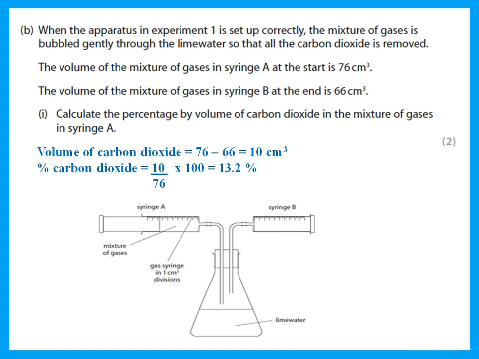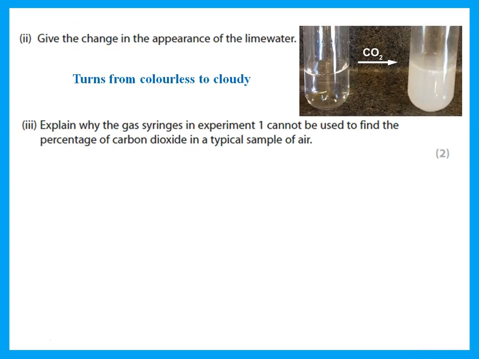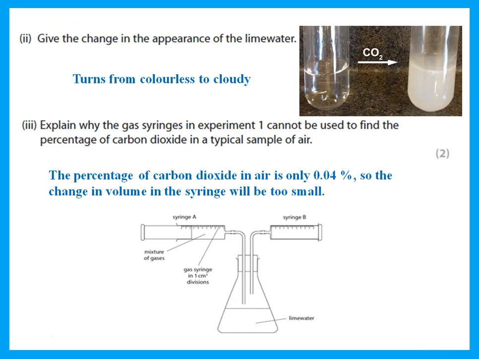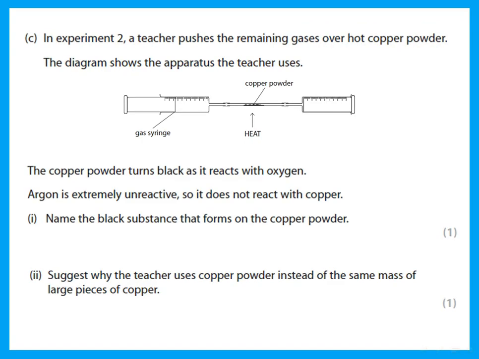That is why we could see a difference in the syringe. But if I put normal air that has 0.04%, the change in volume in the syringe will be too small. I will not be able to detect the change in the syringe. So it will not be an accurate estimation.